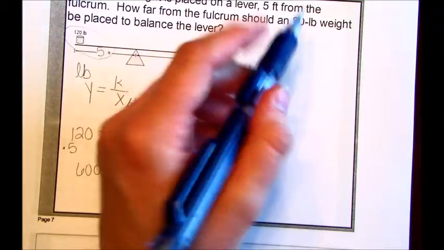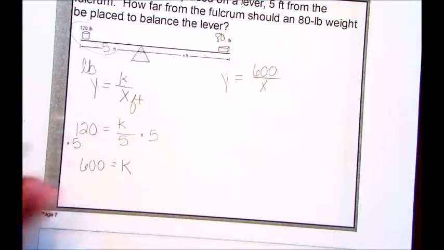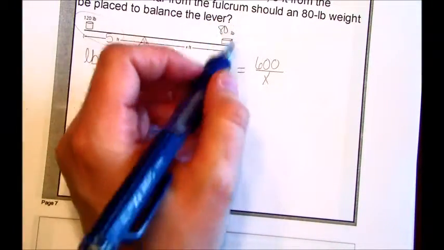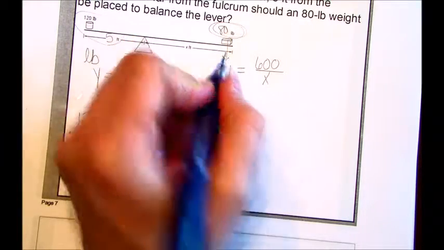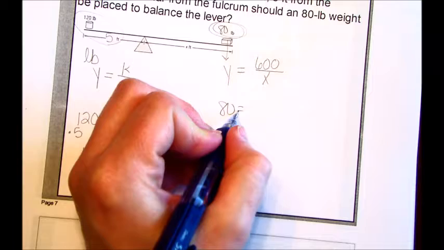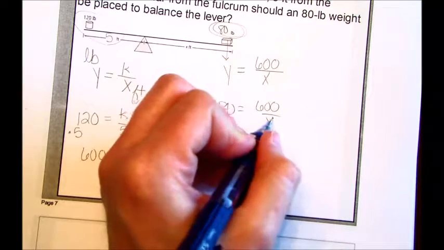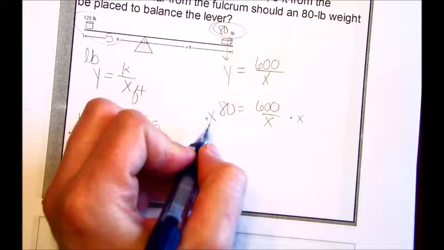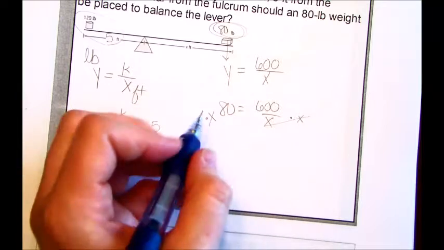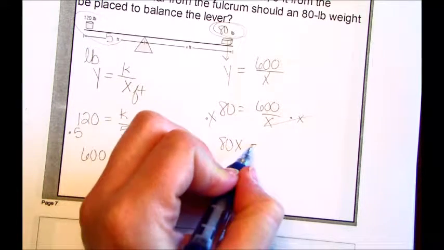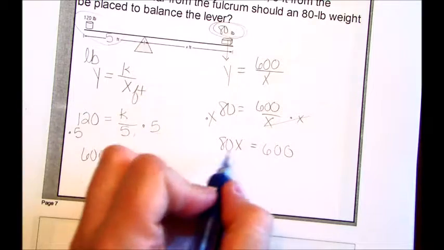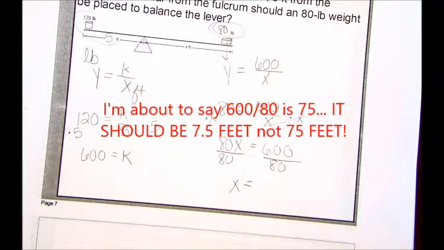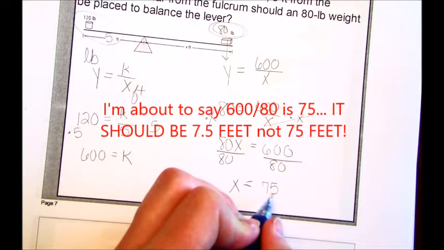Now we're going to put an 80-pound person or an 80-pound weight on the other side of our seesaw, and we need to know where should we put that so we have a perfect balance. So this is a pound, right? So it actually goes in for y. So I do 80 equals 600 over x. I don't like where x is. I'm going to multiply by x on both sides. So the x goes away over here. And this becomes 80x equals 600. Divide by 80. X is, let's see, 600 divided by 8. A perfect 75 feet.